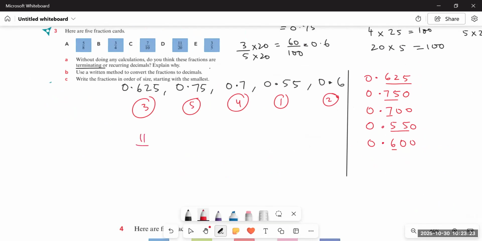11/20 is the smallest. Then comes 3/5. D is the smallest. E is the second. Third one is 5/8. Fourth one is 7/10. And fifth one is 3/4. That's it, right?